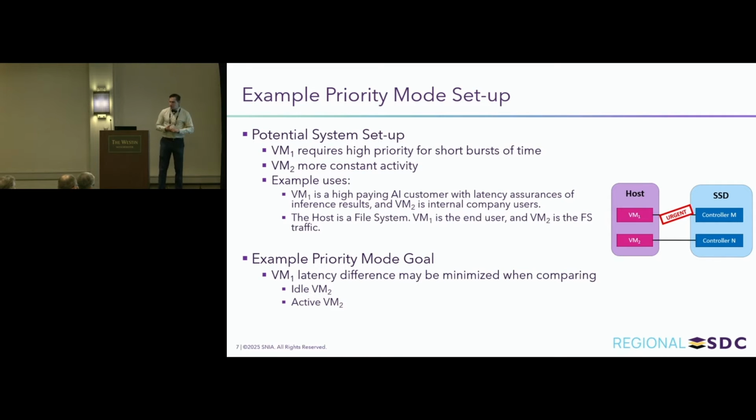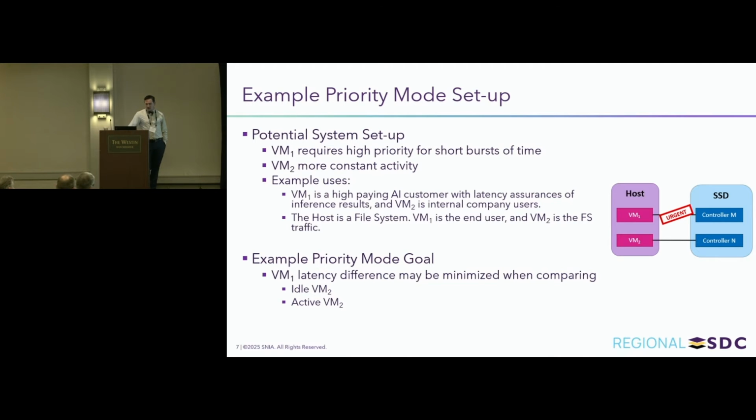For priority mode, we might set up, again, I'm calling them VM1 and 2 just so I don't have to change the drawing. VM1 might be high priority for short bursts of time, for example. VM2 might be more constant activity. And this could come up in several use cases. I already talked about a high-paying AI customer coming in with some latency assurances.